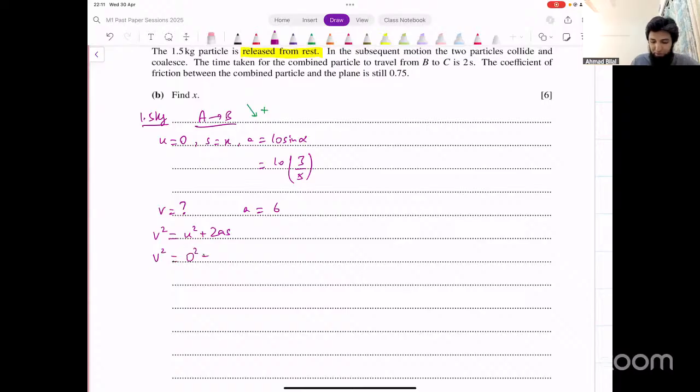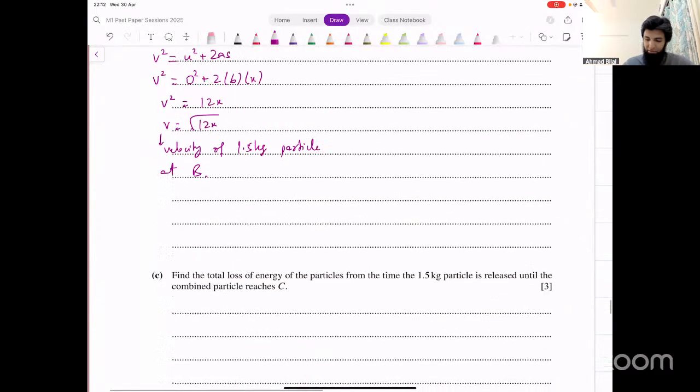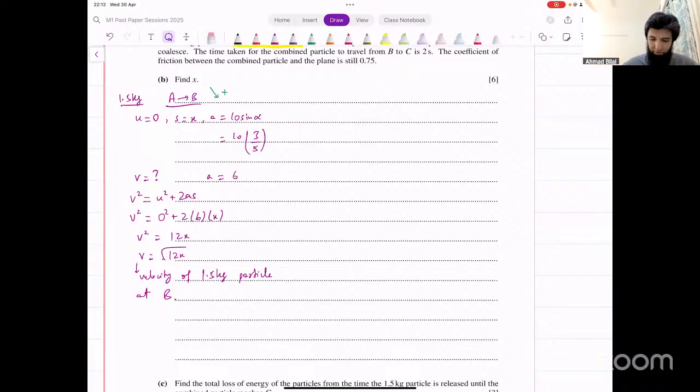V squared equals 0 squared plus 2 into 6 times displacement, which is x. That turns out to be V squared equals 12x, and V equals the square root of 12x. This is the velocity of the 1.5 kg particle at the point B. This is what we wanted to find out. What about the next part of the journey now? This is a 6 mark question and this is the space that they've given us, so let's keep it on this side.